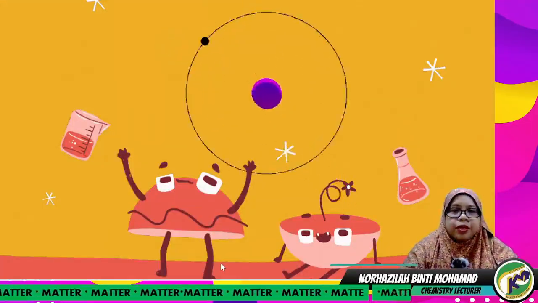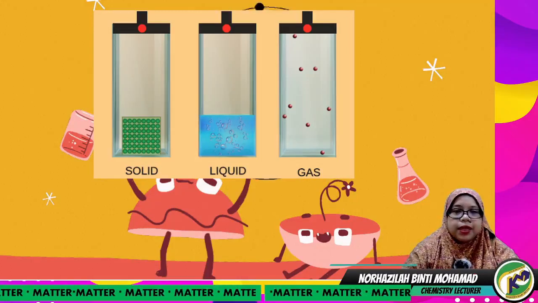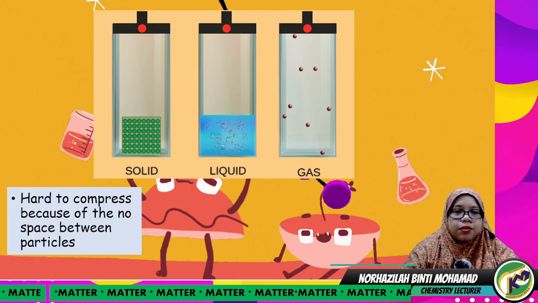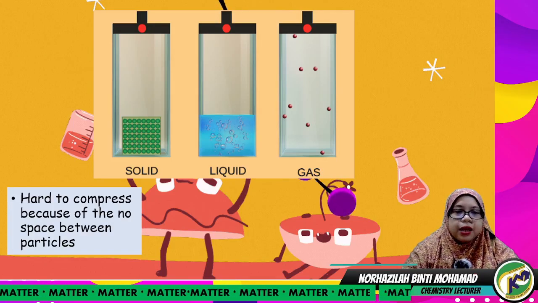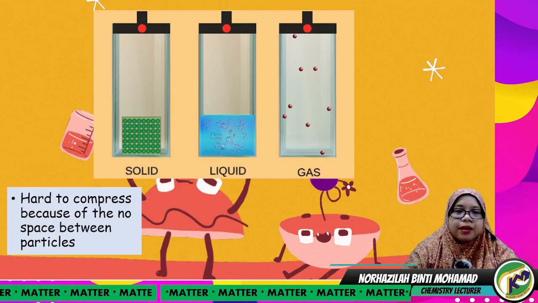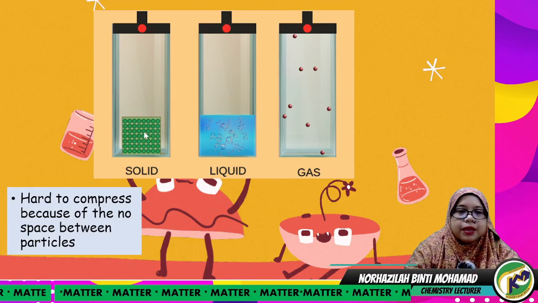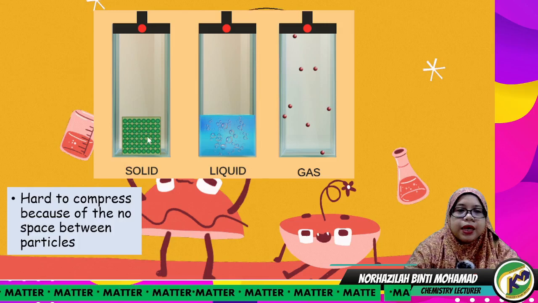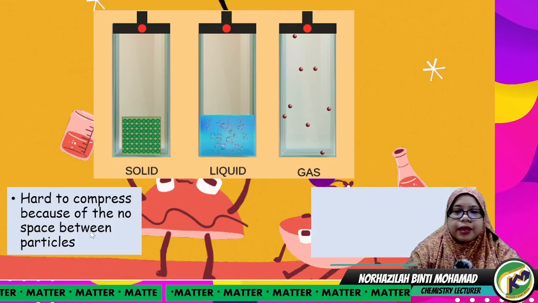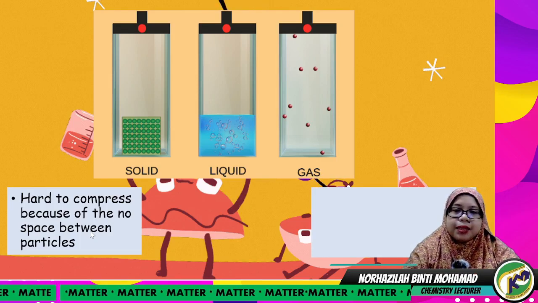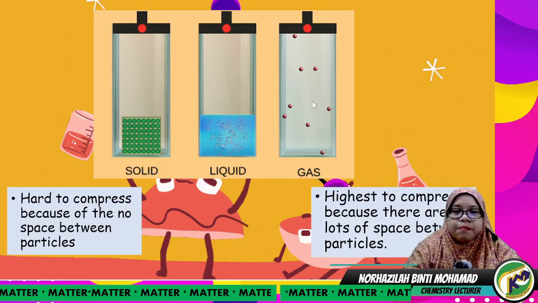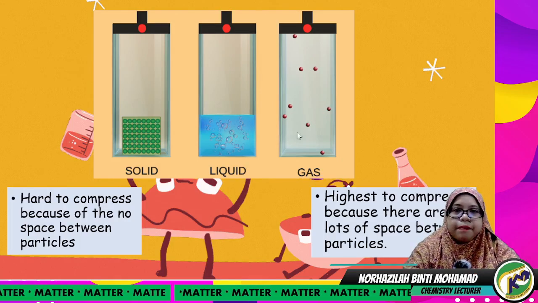So as a conclusion, what do we say about the compressibility of solid, liquid and gas? Solid is hard to compress because there is no space or little space between each particle. You see here there is only a little space between each particle. And gas has the highest compressibility because it has lots of space between the particles.